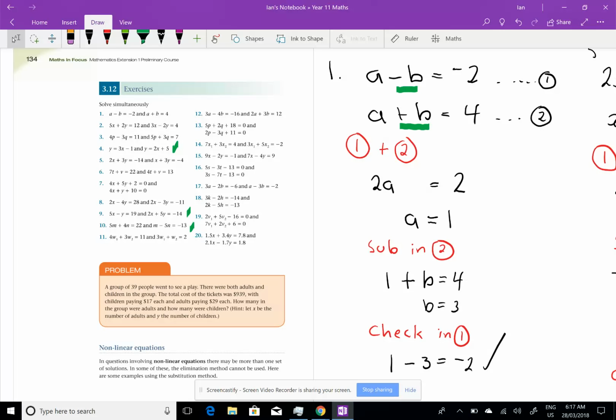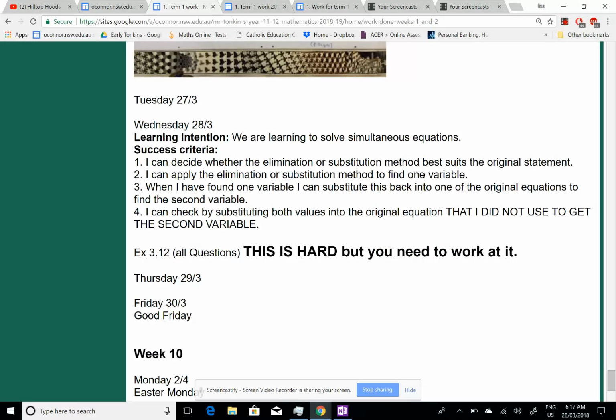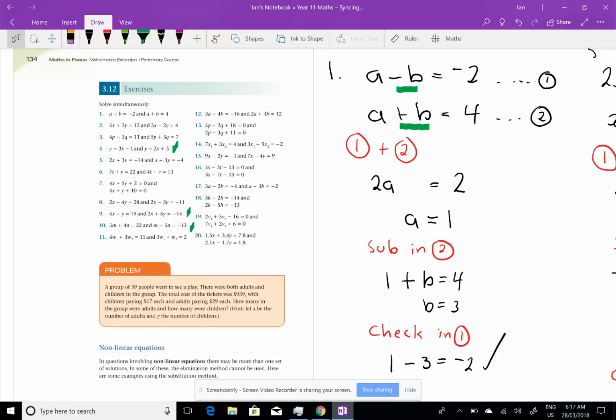Make sure you follow the steps. Decide whether or not you're going to do substitution or elimination. Get one variable by itself. Substitute it back into the equation that you didn't get it from, any of the original equations, and then check. You must check. Anyway, that's today's work.